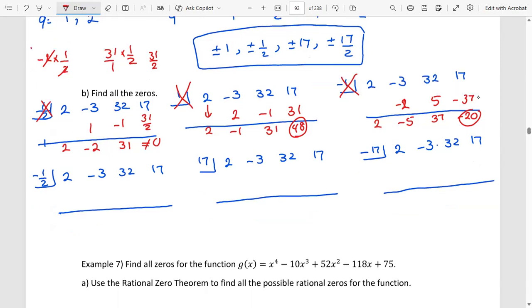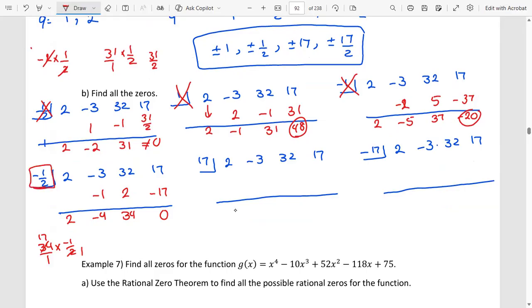Let's divide by negative 1 half. Bring down 2. 2 times negative 1 half is negative 1. Negative 3 minus 1 is negative 4. Negative 4 times negative 1 half is positive 2. 32 plus 2 is 34. 34 times negative 1 half, you can simplify 2 by 34, so you get negative 17. And oh, that's my first 0. That's one of my zeros.